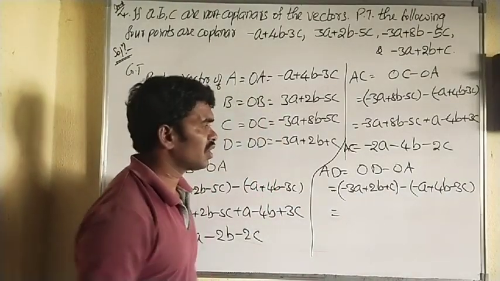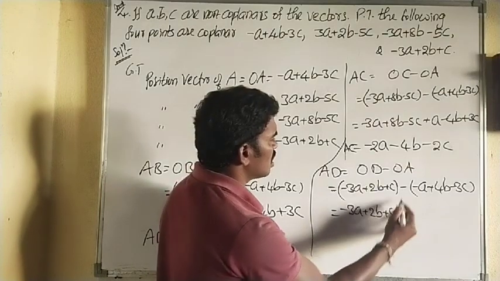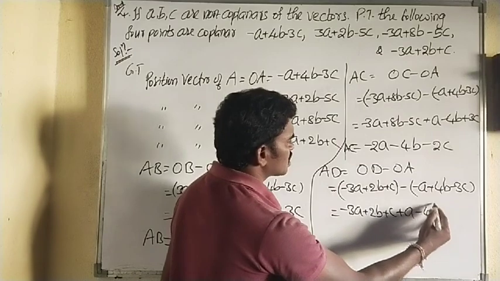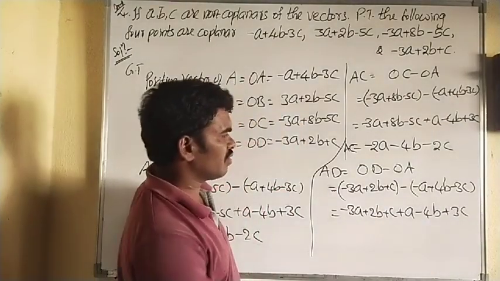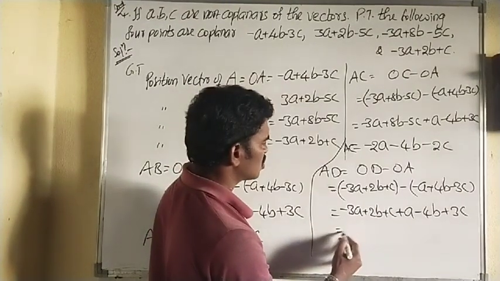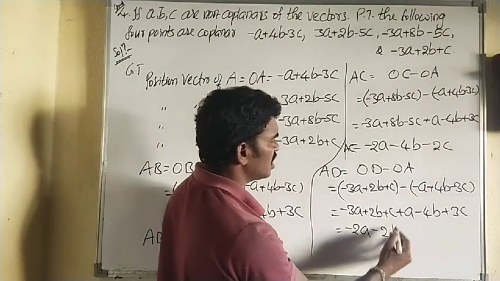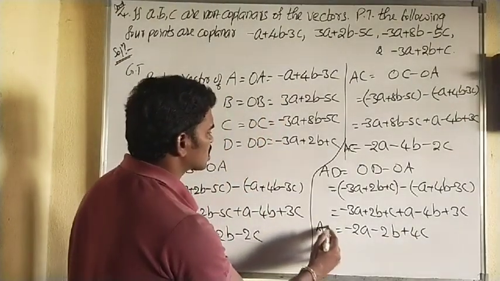So doing this: minus 3a plus 2b plus c, minus into minus a plus a, minus into plus minus 4b, minus into minus plus 3c. Now the a terms: here minus 3a, here 1a, so becomes minus 2a. Here 2b, here minus 4b becomes minus 2b. And c plus 3c becomes 4c. So we got the 3 vectors.